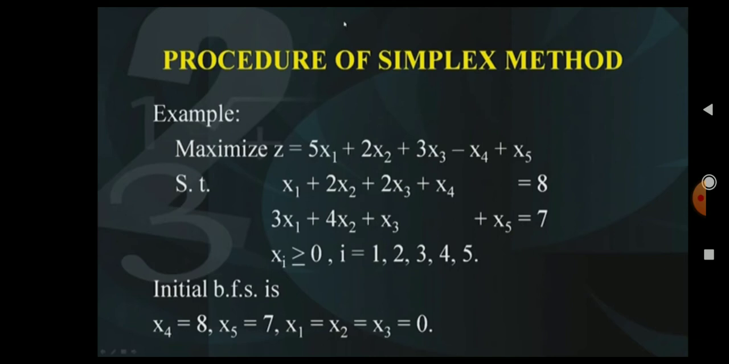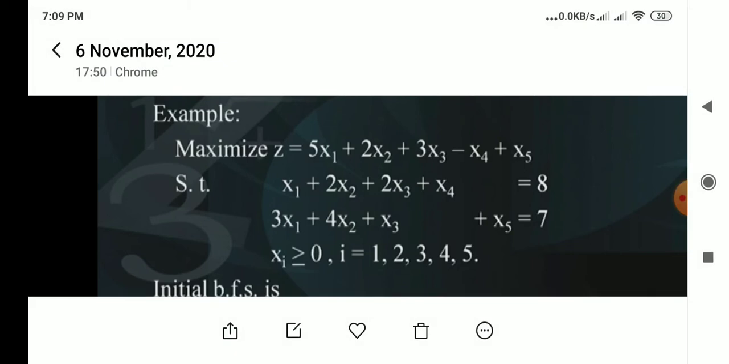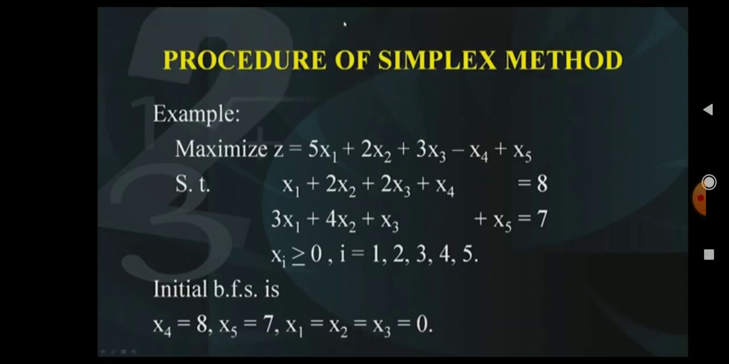Okay, so we have an objective function: maximize z equal to 5x1 plus 2x2 plus 3x3 minus x4 plus x5. So it has 5 variables and 2 equations. x1 plus 2x2 plus 2x3 plus x4 equal to 8, and 3x1 plus 4x2 plus x3 plus x5 equal to 7, where xi greater than or equal to 0. So the non-negativity condition is there.